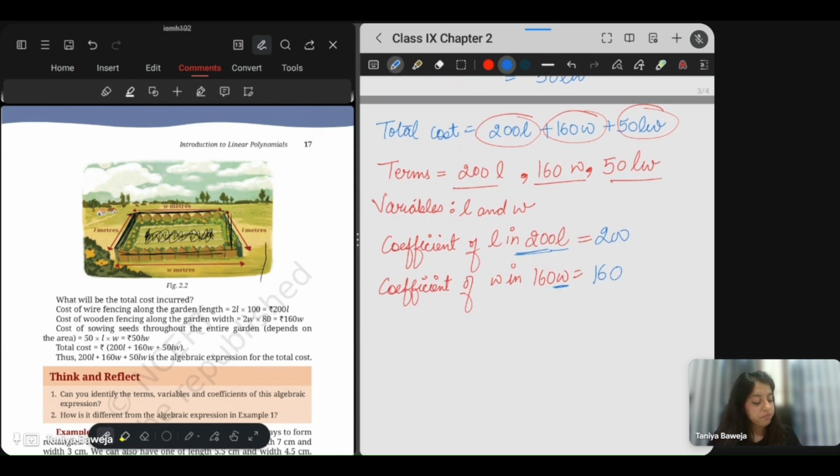Understand how? So when we are talking about coefficient of L in 50LW, when you look at this term, you have a 50 and W, both extra. So we have 50W as the coefficient. Similarly, if you are talking about coefficient of W in 50LW, it will be 50L. Okay, L भी साथ में extra.